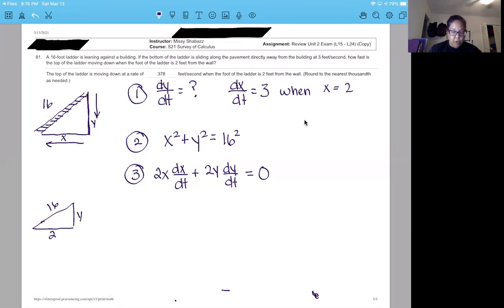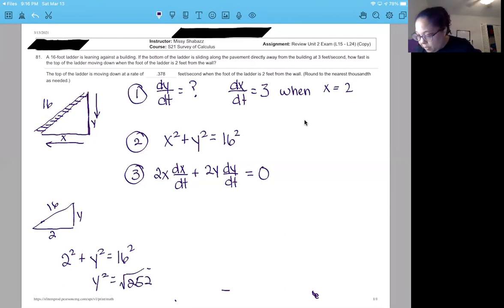So 2 squared plus y squared equals 16 squared. So I have 16 squared minus 4 gives me 252. So y squared equals 252, and y is the square root of 252. I don't think that is a square root that we know. So let's just leave it as the square root of 252 until the very end of our problem, because it probably tells us to round to the nearest thousandth as needed.